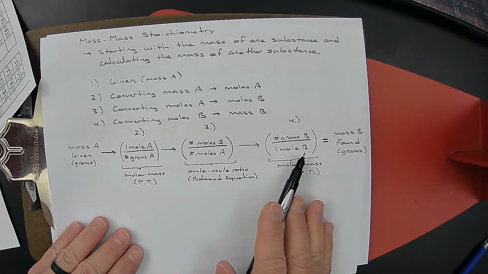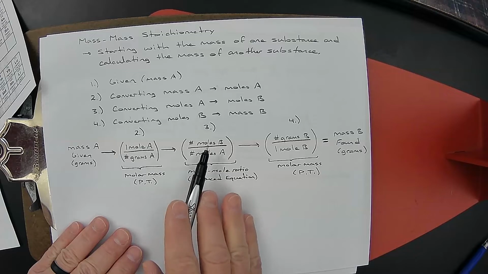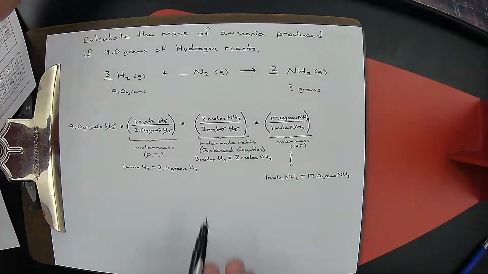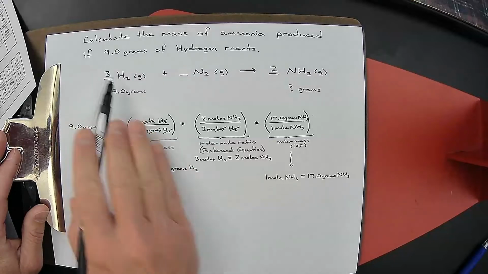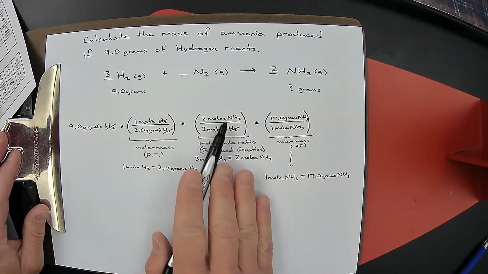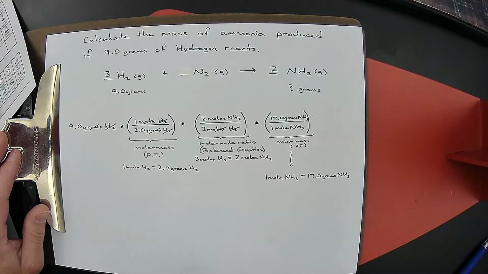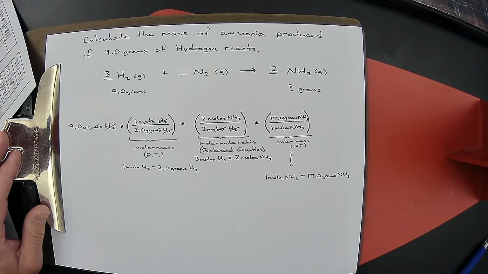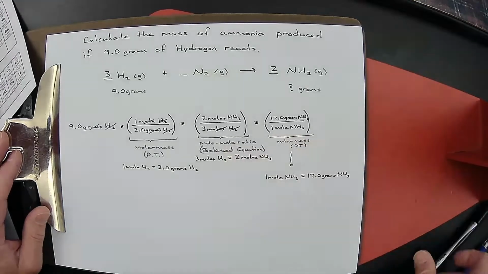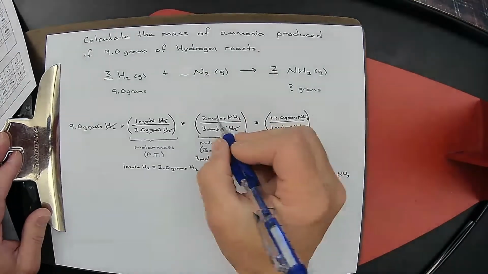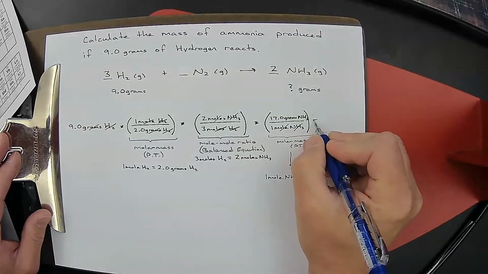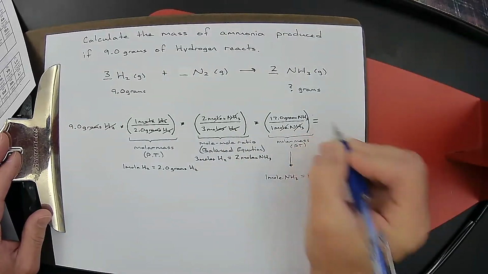1 mole, 1 mole. These moles will change because those are based off the balanced equation. That's why we have a 3 here and a 2 here. This middle step comes from the balanced equation. The first and the third step come from the molar mass found on the periodic table. So now the moles of NH3 cross out with the moles of NH3. And now we make our equal sign.